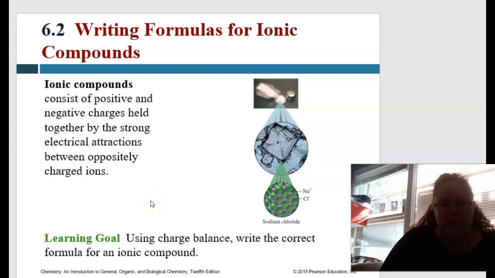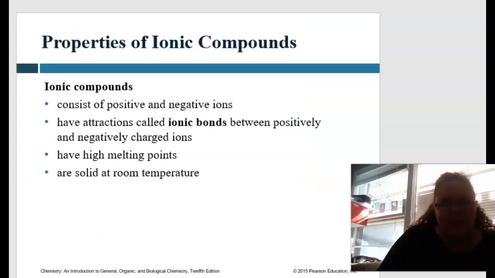So we're going to learn how to use the charge balance, how to write the correct formula for an ionic compound, and how to calculate them. Ionic compounds consist of positive and negative ions. They have an attraction called an ionic bond between positively and negatively charged ions, and they have high melting points and are solid at room temperature.